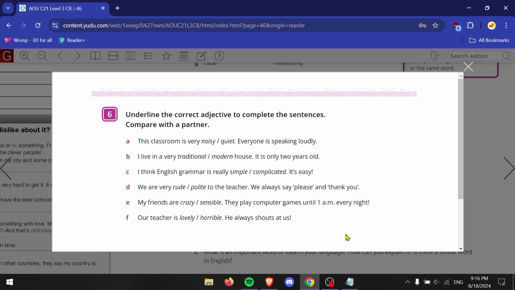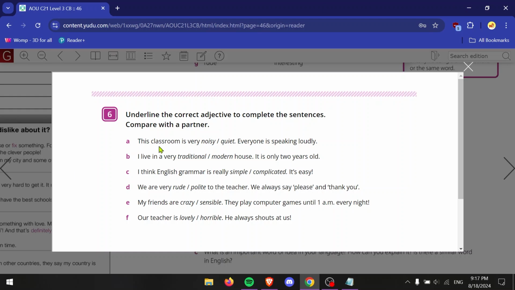For one, this classroom is very noisy or quiet. Everyone is speaking loudly. Remember, when choosing adjectives, don't just read this part and leave afterwards. When learning new words in general, it's a good idea to read before the word and after the word. It's a great way to figure out what a word means. Not everyone knows what every single word means. Even someone like me, someone like the best teachers out there, there's always words that you're not going to know the meaning to. But a good way to get a general idea of what the word means is to read before it and after it.